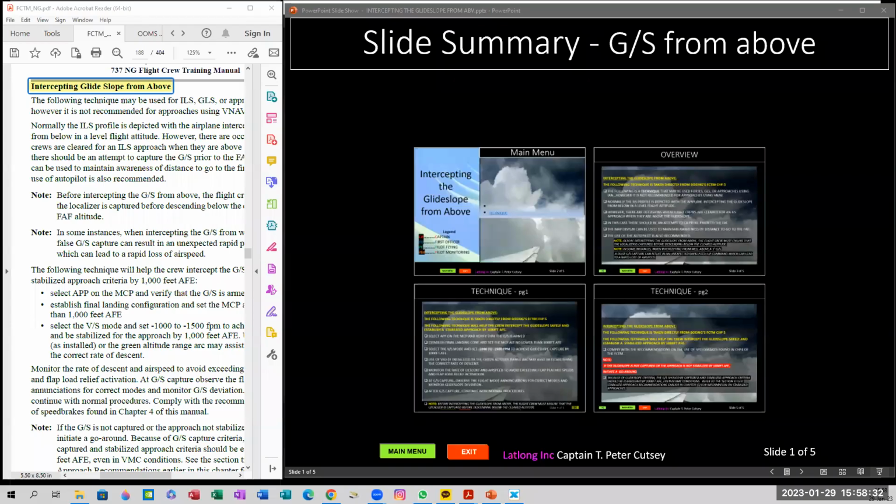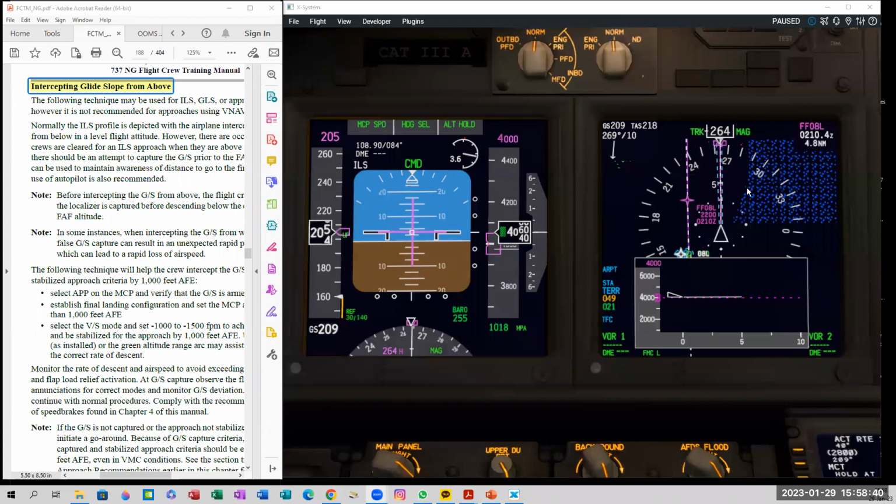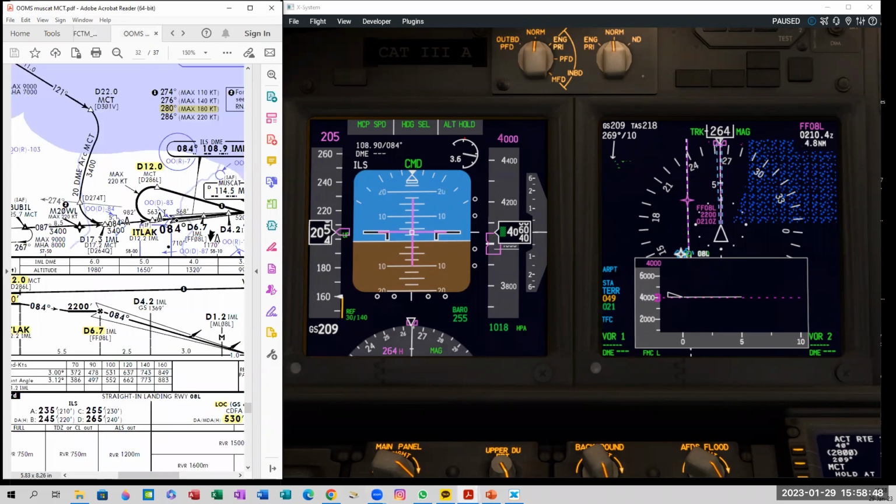Captain Peter Cutsey, debriefing today, capturing a glide slope from above. We are currently in Muscat, Oman. We're downwind at 4,000 feet on vectors for the ILS to runway 08 left.